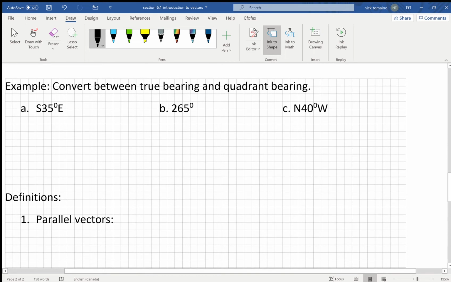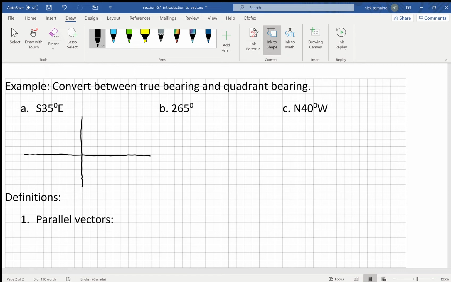Okay, for these ones here, I just have converting between true bearing and quadrant bearing. So again, the easiest way to do this is we just draw a picture. We're going to go south 35 degrees east. So we have west, and we're going to go south, and then 35 to the east. That means that this right here is 35. Which means that we're looking at from here to here to get to the true bearing. So it's going to be 180 minus 35, which is 145 degrees. Okay, good. So those are equivalent.